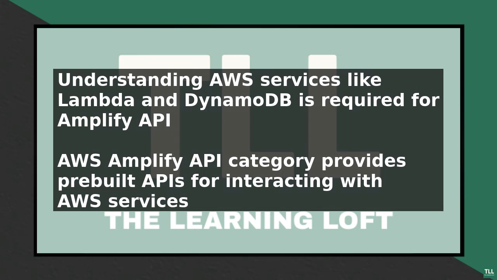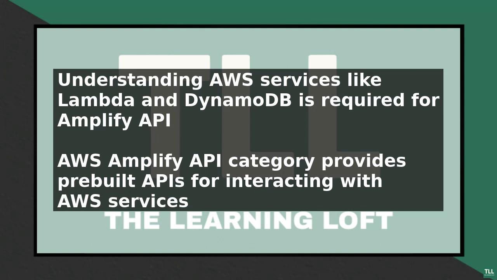Setting up the AWS Amplify CLI. To use the AWS Amplify API category, you need to set up the AWS Amplify CLI on your machine. The CLI provides a set of commands that can be used to create and manage AWS Amplify projects. Once you have installed the CLI, you can create a new AWS Amplify project and start building your API.